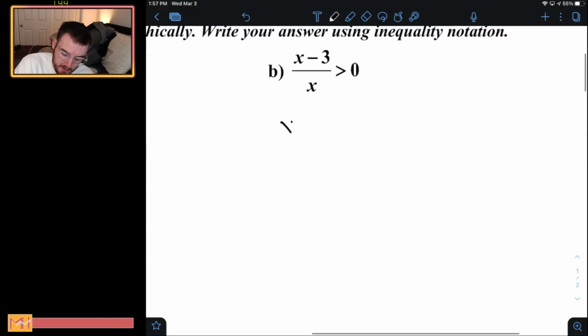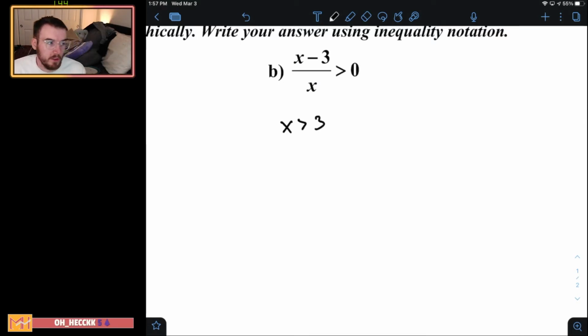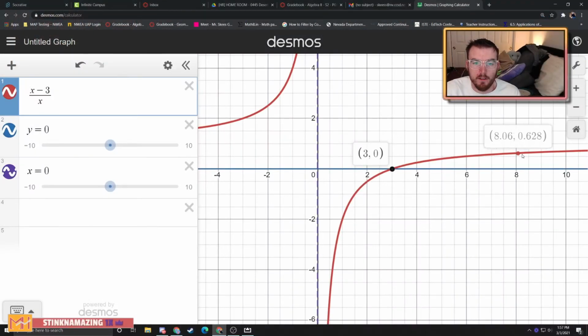X is greater than 3 is a part of our solution. Or, again, the way to write it the other way is that we're starting at 3 and going off to infinity, right? We're starting at 3 and going off to infinity.